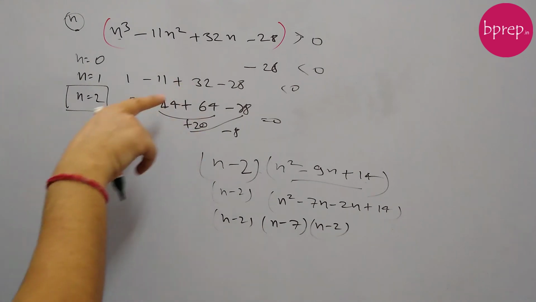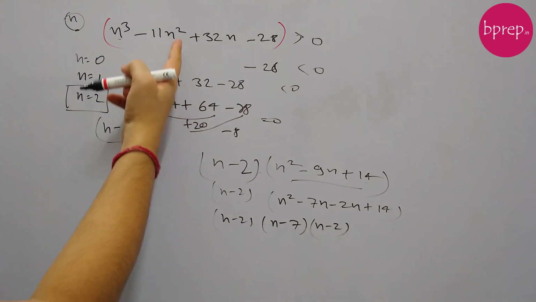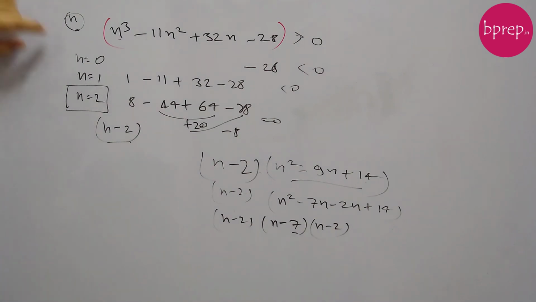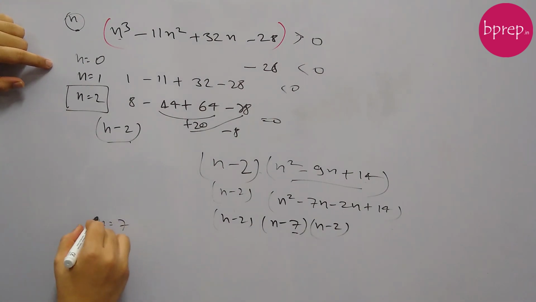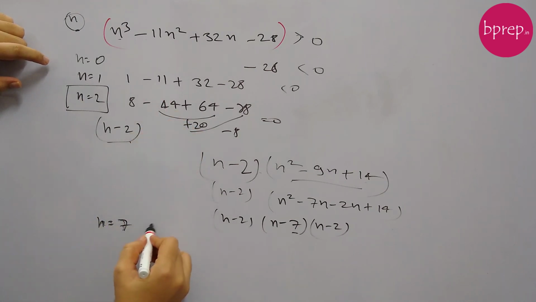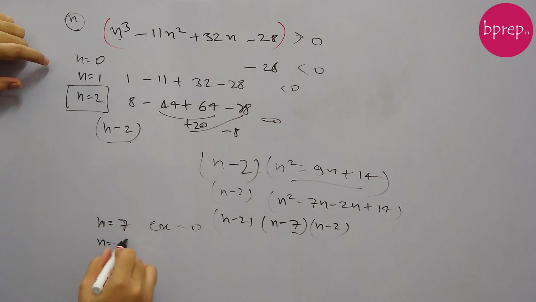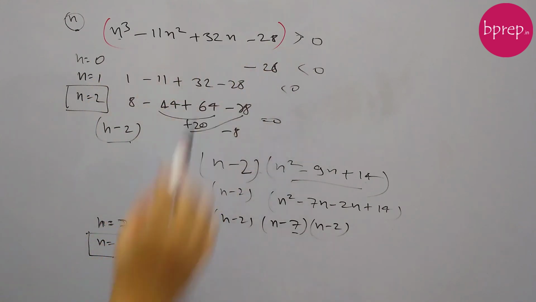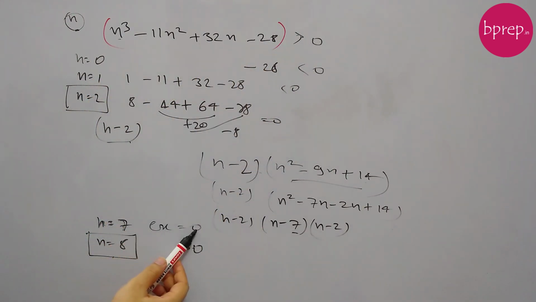Like we were talking about earlier, if alpha and beta are roots of this expression, then the highest value plus 1 will make the value greater than 0. So if n equals 7 is making the expression value 0, then n equals 8 will make its value greater than 0. So n equals 8 is the smallest possible integer which can make the value of this expression greater than 0, because 7 makes the value 0, so n equals 8 makes the value more than 0.